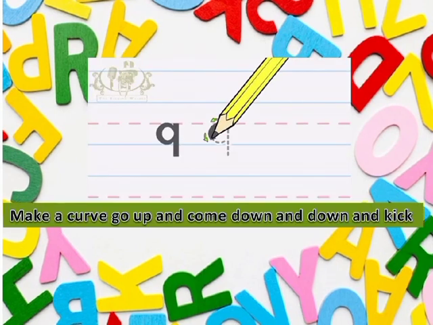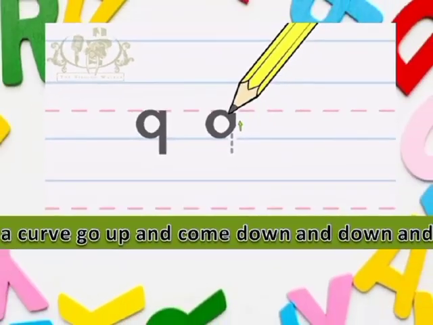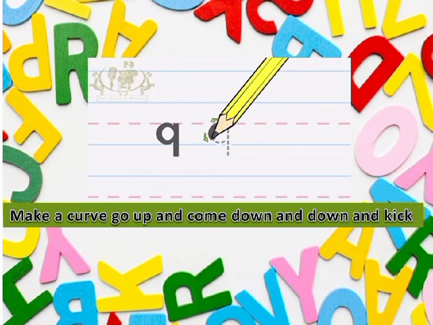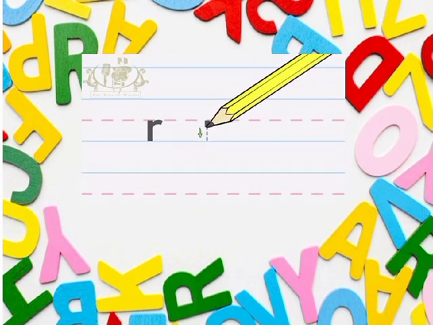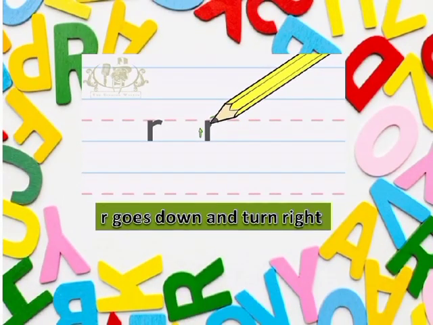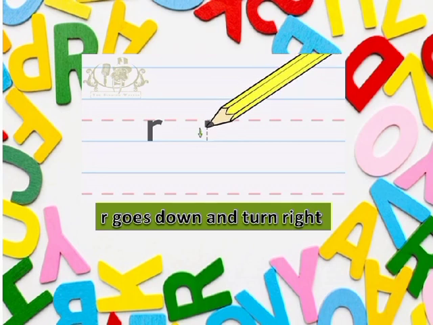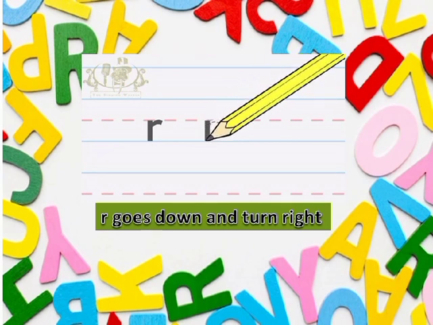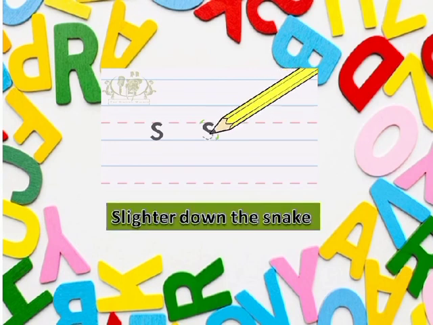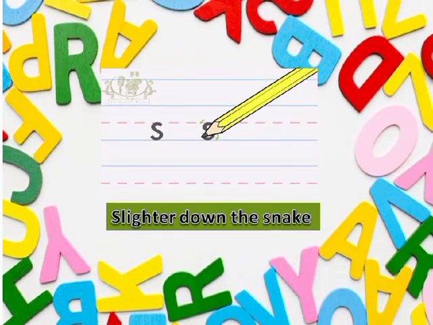Q. Make a curve. Go up and come down and kick. Q. R. R goes down and turn right. R. Slide down the snake. Say with me.